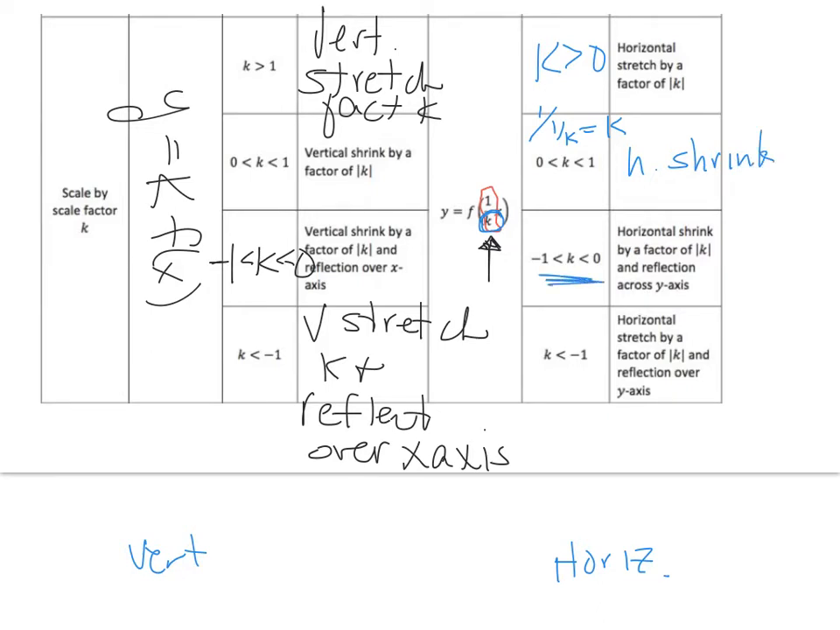Now, when we have a negative fraction, we have another horizontal shrink and a reflection across the y-axis. And here we have a horizontal stretch and a reflection over the y-axis. Okay, it's a really good summary of everything that we've learned the past 3 lessons.